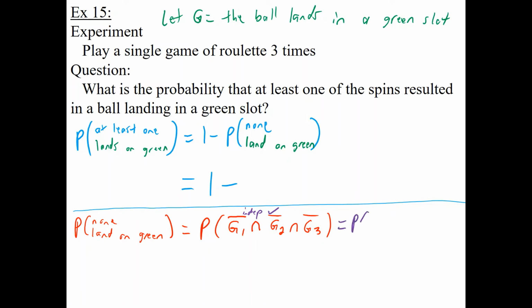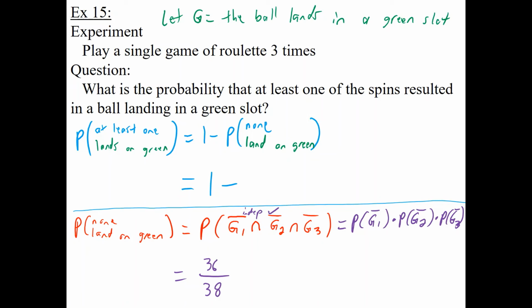This is the probability of the first times probability of the second times probability of the third. Okay, what's the probability the first one does not land on green? Well, you know the probability that it does land on green is 2 out of 38. In other words, there's 2 greens out of 38. So the probability it does not land on green, there's 36 non-greens out of 38. So the probability the first spin does not land on green is 36 out of 38.